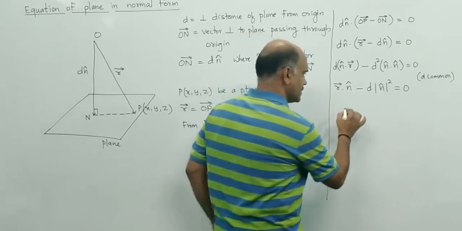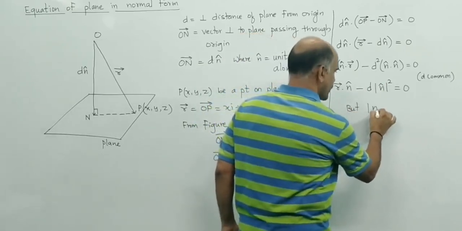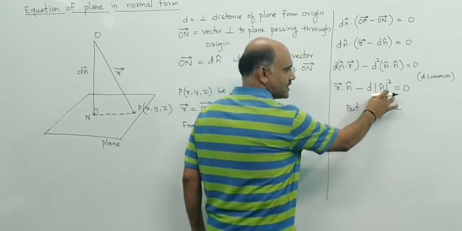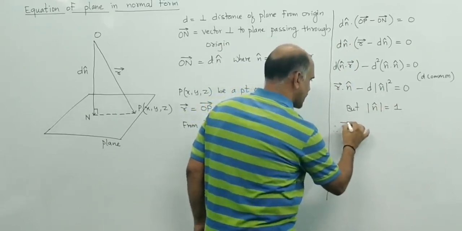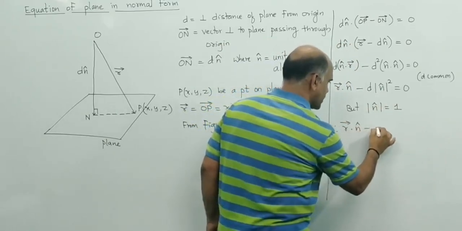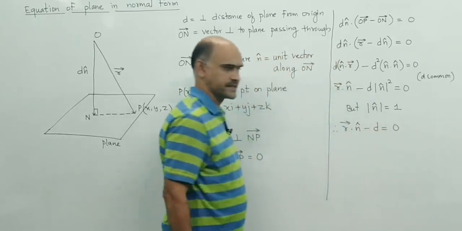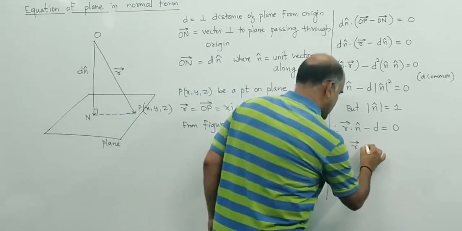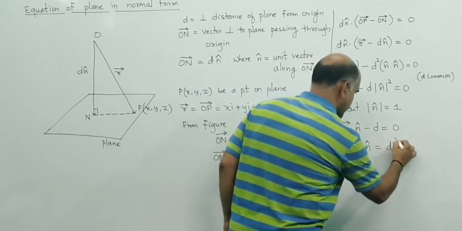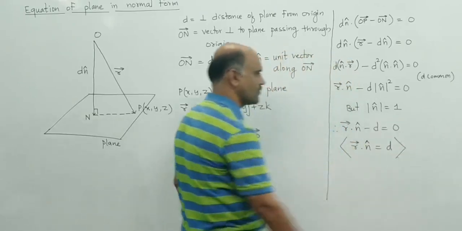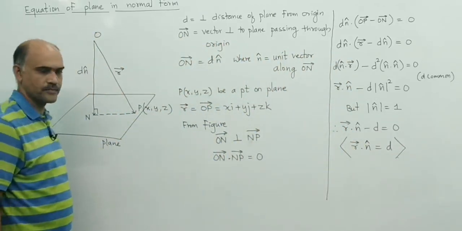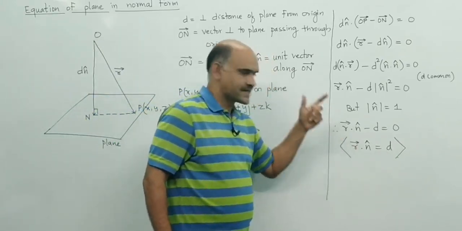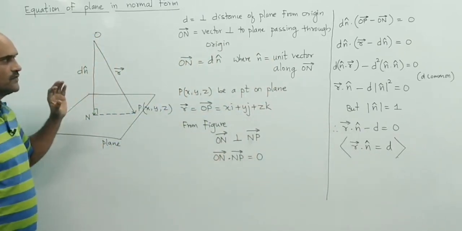But we know that the magnitude of n cap is 1, since it is a unit vector. So this value becomes 1. Therefore R dot n cap minus D is equal to 0. So I take D to the RHS: R dot n cap is equal to D. So this is the equation of a plane in normal form. R dot n cap is equal to D.